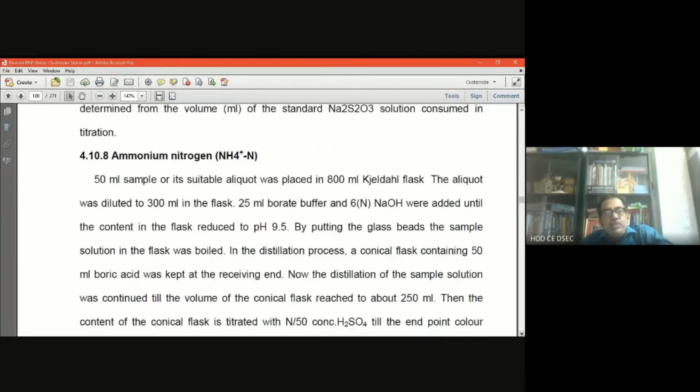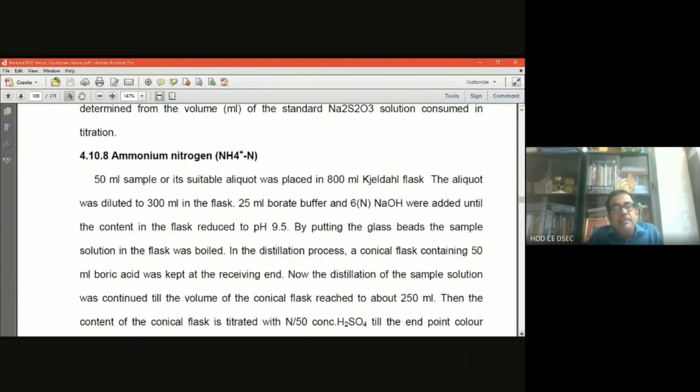Now the ammonium nitrate. Ammonia is formed just when the oxidation of the nitrogen matter takes place. That is called the ammonia. That means free nitrogen has started to oxidize.